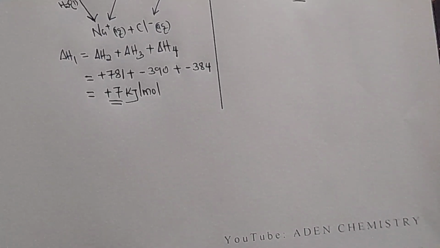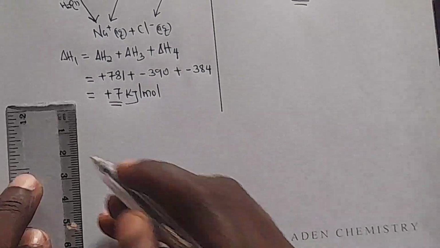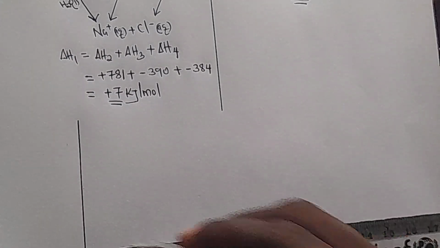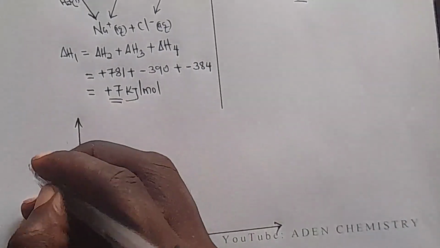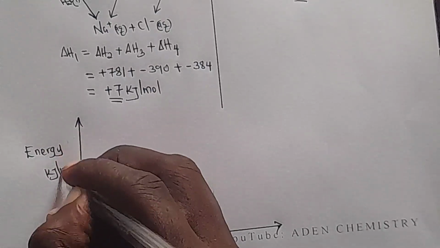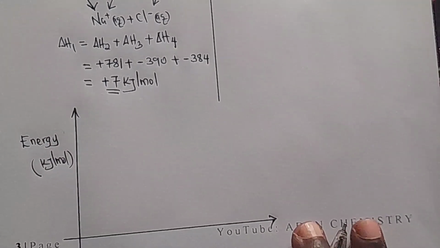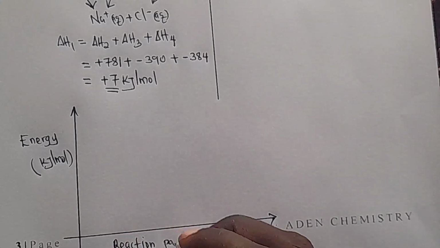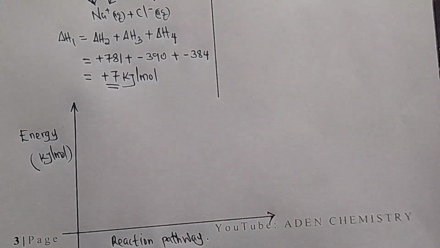So first of all, I have to draw my axes. To label, we have energy in kilojoules per mole here, and down here on the x-axis we have the reaction coordinate, or reaction path, or we can say reaction pathway. So we are going to start down here.